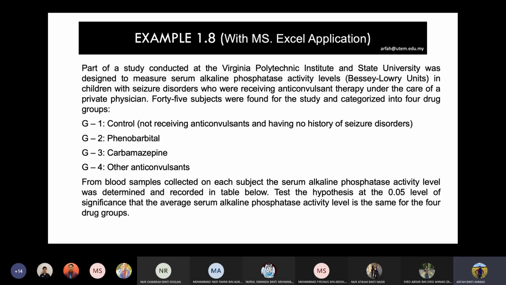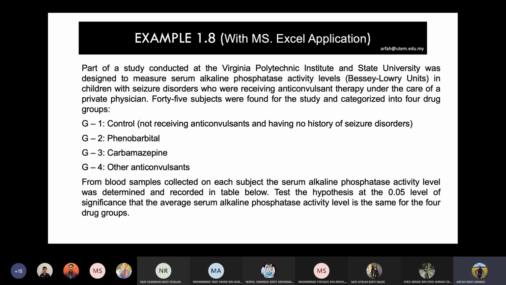Okay. 45 subjects were found for the study and categorized into 4 drugs group. Group 1 for the control group, where this group does not receive any convulsants and having no history of seizure disorder. So this is just a control group. And then for the group 2, the patient in here will be given the phenobarbital drugs. And for the group 3, the patient in this group will be given carbamazepine type of drugs. And then for the group 4, the rest of the sample are going to have any other anticonvulsant drugs.